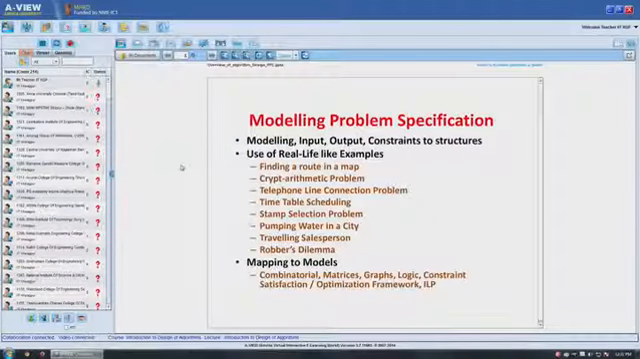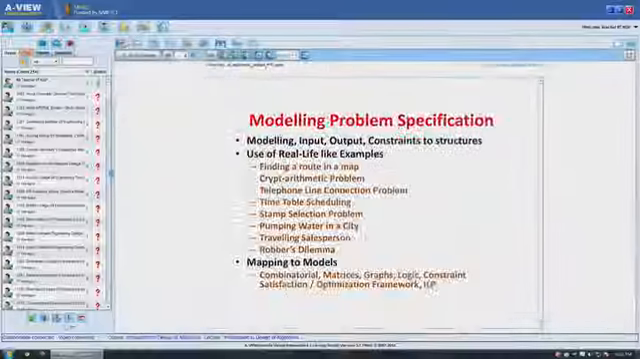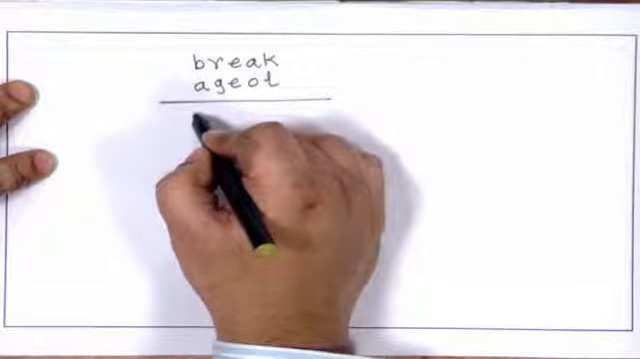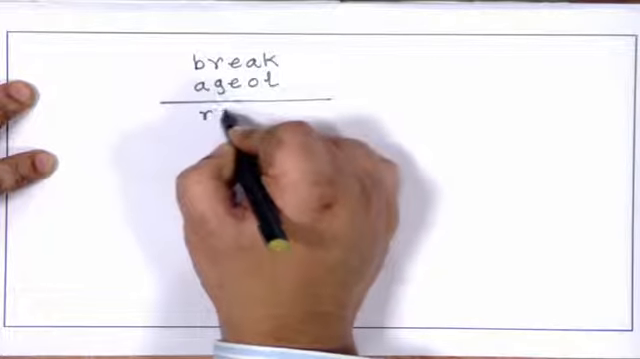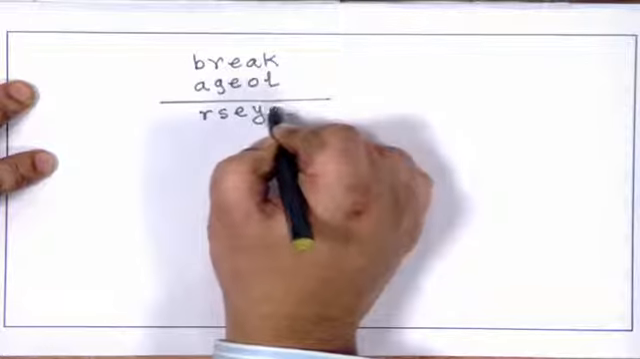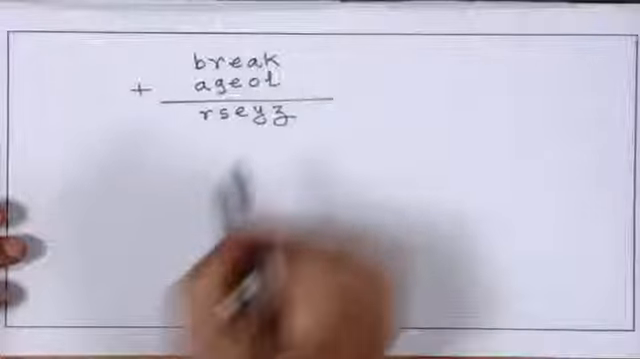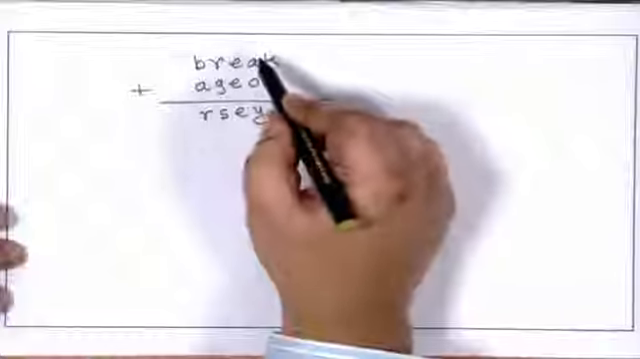Let us take another example called the crypt arithmetic problem. All of you may have solved puzzles. So, a crypt arithmetic puzzle is given as something like this: BREAK plus ... and we would like to know what are the values of this.